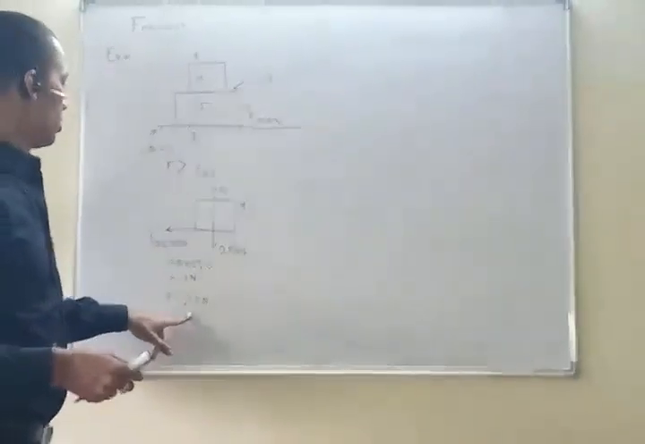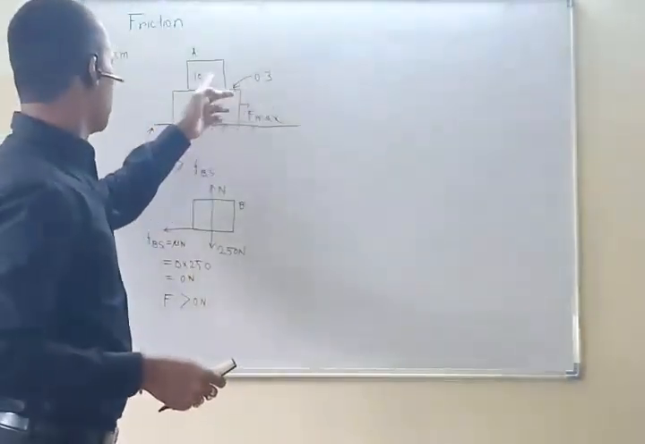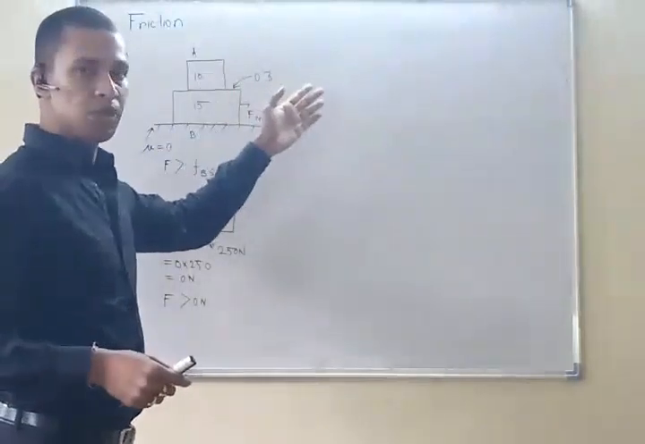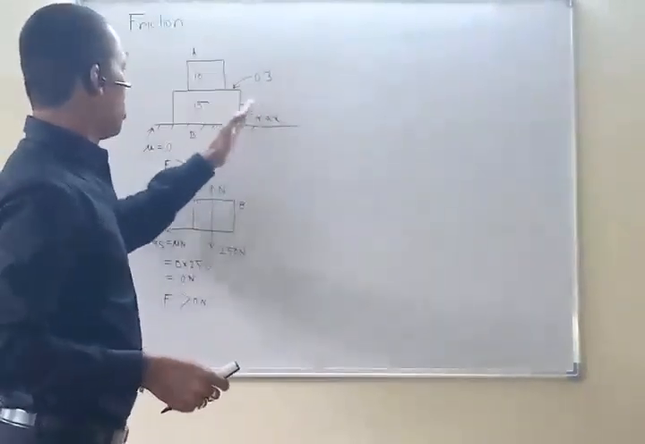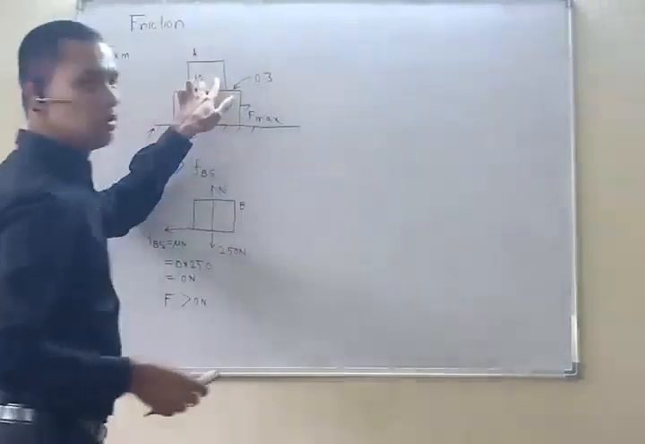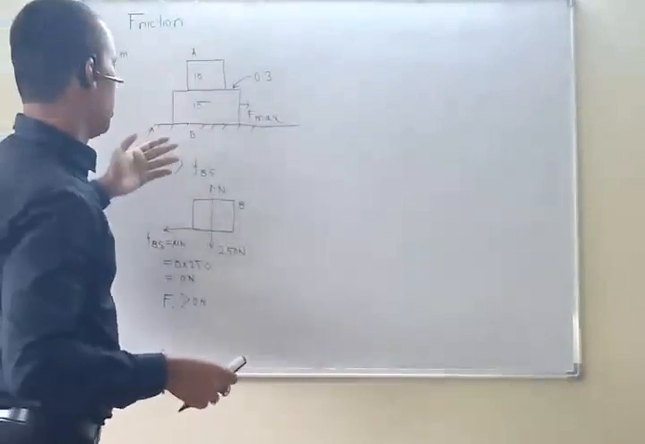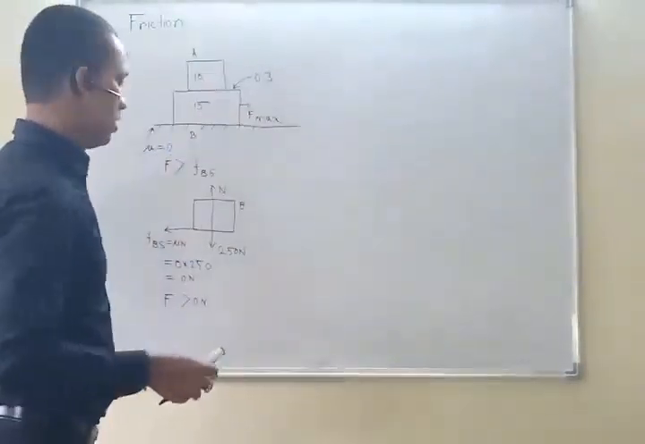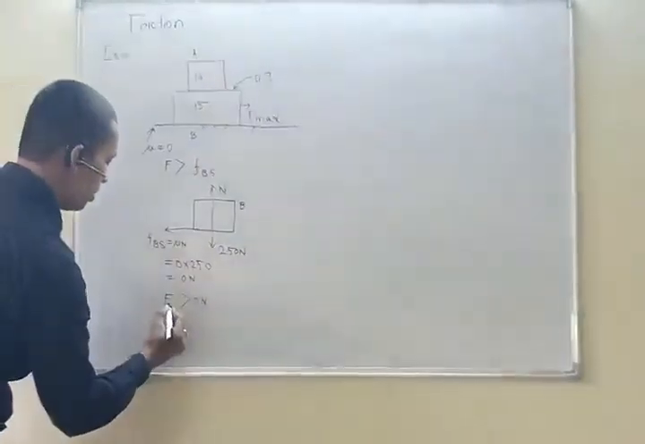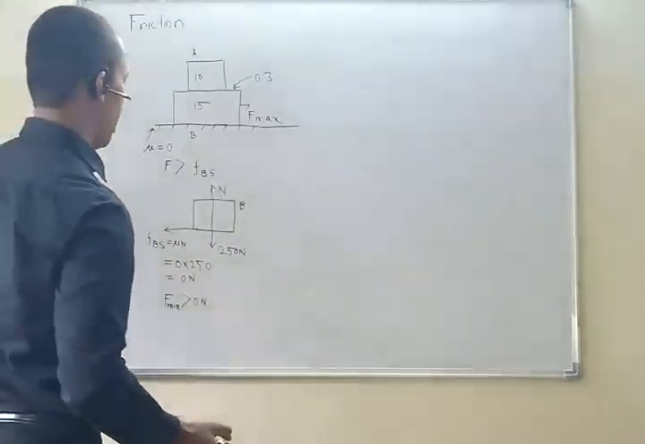This block B will start to move at a force greater than 0 Newton. But when it starts to move, this block will also move with it. After a particular value of F, this will move at a faster acceleration than the other. At that time, they will not move together, they will move separately. What is the value of that? So we know that F min is 0. What is F max?